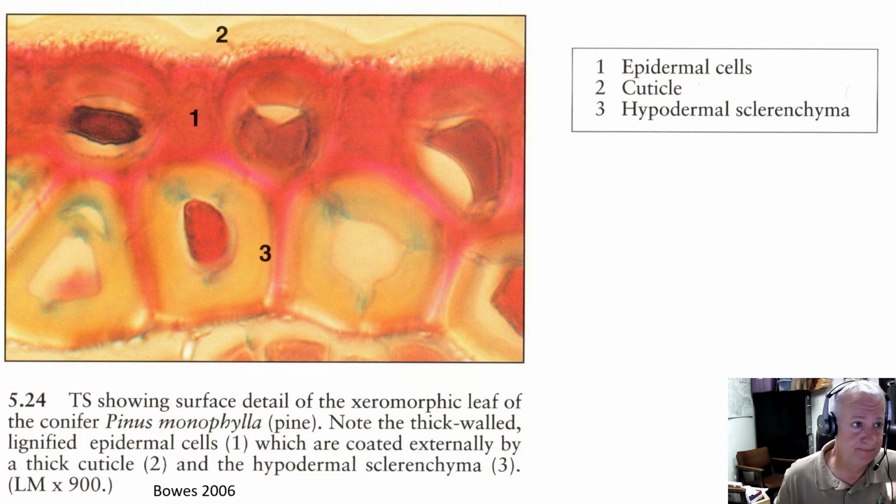There are some cells in some leaves that contain thick-walled, lignified epidermal cells here, but also these hypodermal sclerenchyma, which again have thick cell walls and are basically another barrier to penetration either by herbivores or potentially even pathogens.